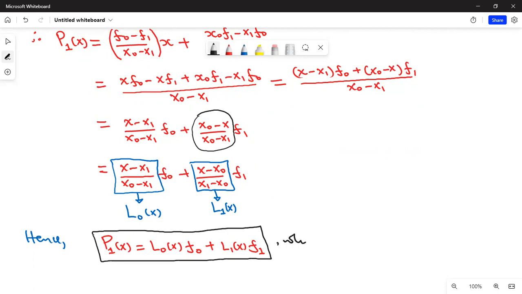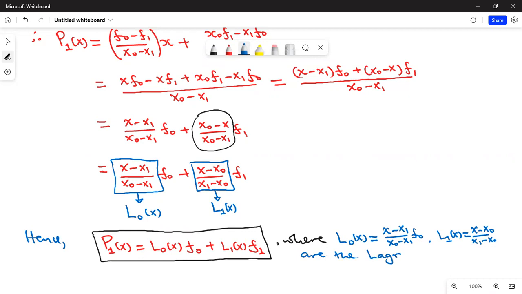So you can just say where what we are calling L0 of x is the same as (x minus x1) over (x0 minus x1), and L1 of x is equal to (x minus x0) over (x1 minus x0). So those ones are called Lagrange coefficients, or Lagrange fundamental polynomials, or basis functions. So you can just say they are the Lagrange coefficients.